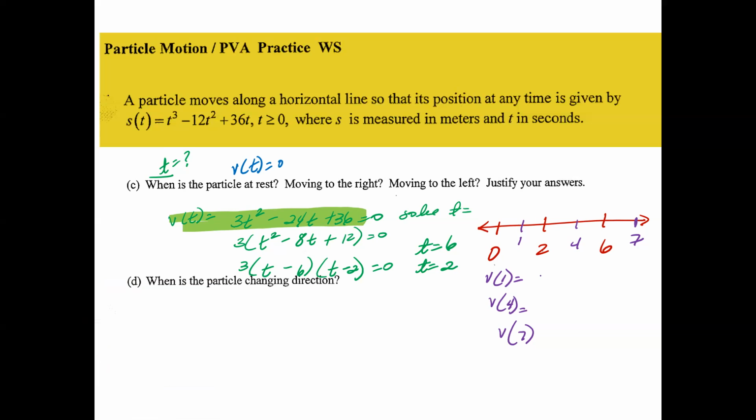V of 1 is going to give you a positive 15. V of 4, once you plug it in, is going to give you a negative 12. V of 7 is going to give you a positive 15. So that's telling me that the slope is positive between 0 and 2. And then between 2 and 6, it is a negative. And after 6 is going to be a positive.